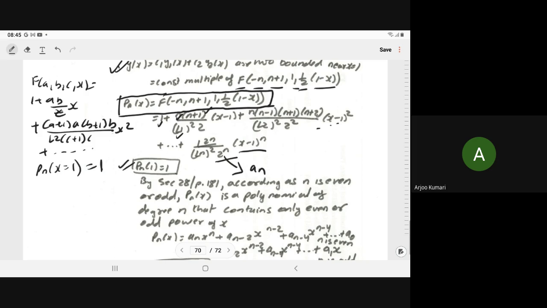Now, by section 28 on page 181, the same question is solved there for the ordinary point. According as n is even or odd, Pn is a polynomial of degree n that contains only even or odd powers of x. If you see the solved example of section 28, you will find the recurrence relation.